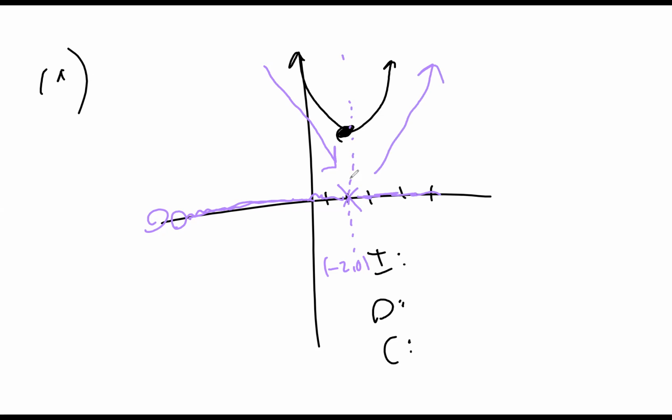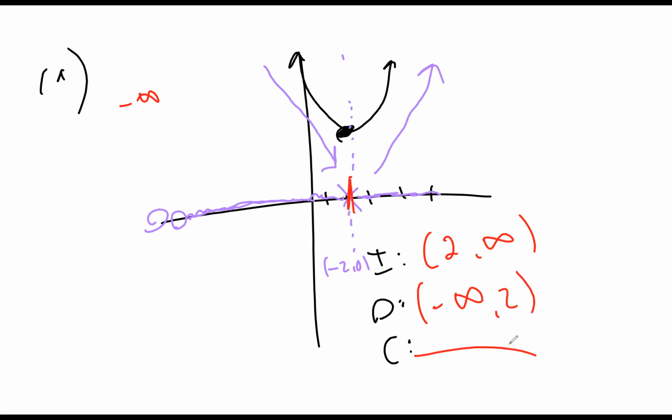And so if I ask you, where's this line increasing? Well, I'm only looking at the x values. It's increasing from 2 to infinity. And where is it decreasing? Well, I started way over here. So it's decreasing from -infinity to 2. Where is it constant? It's not. And that's it.